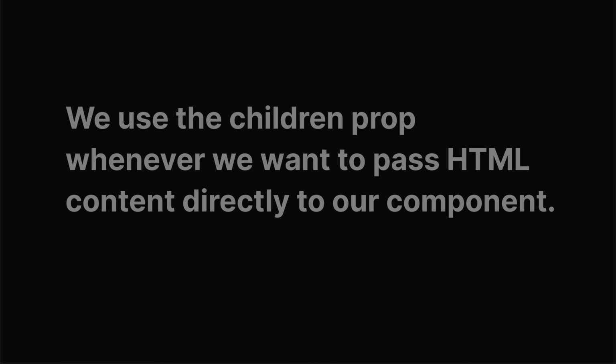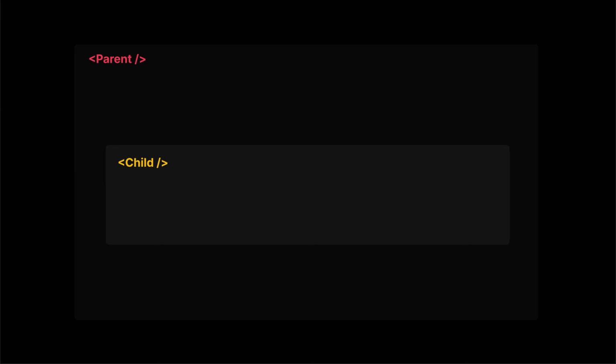Let's talk about the children props. So we use the children props whenever we want to paste the HTML content directly to our components. So let me just show you there. So here you can see we have two components, like the component A and the component B, and whenever we call that component B inside the component A, it will become the child component and the component A will become the parent component. You guys already know all of that stuff.